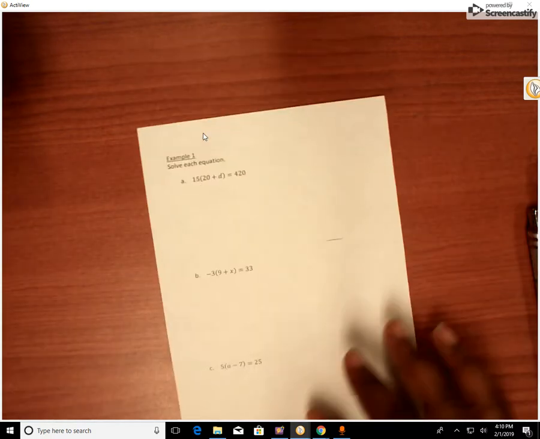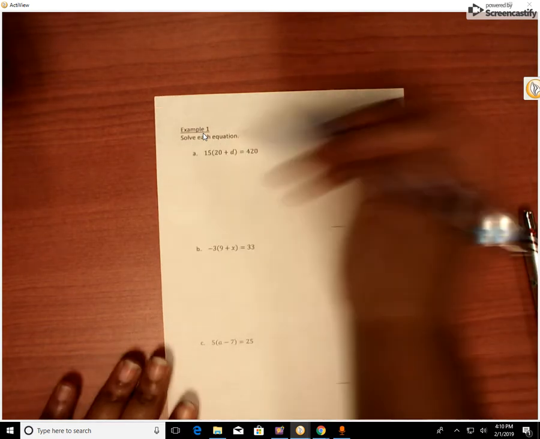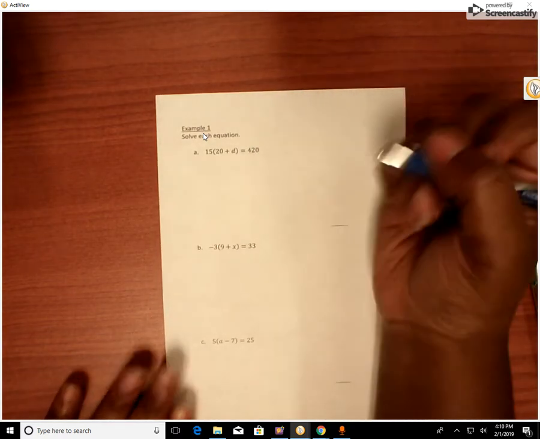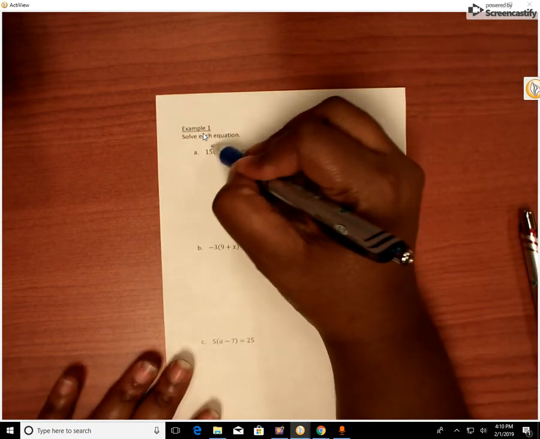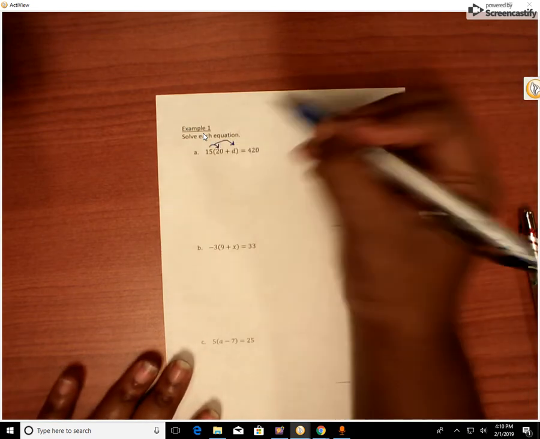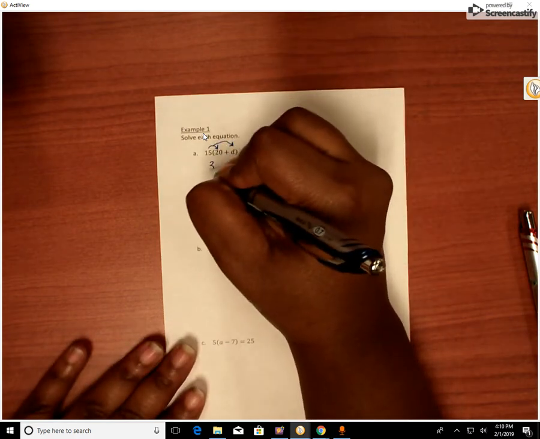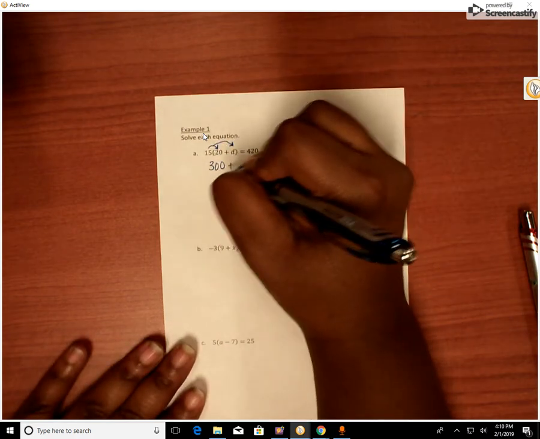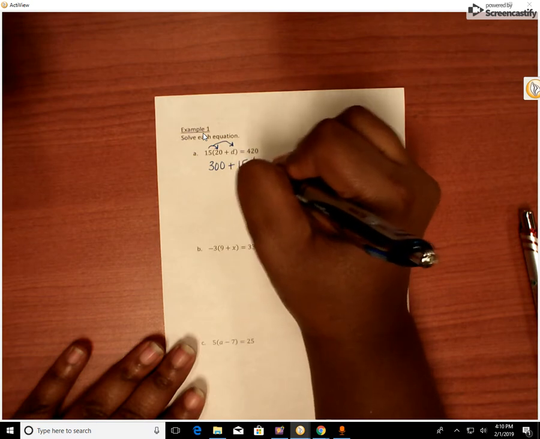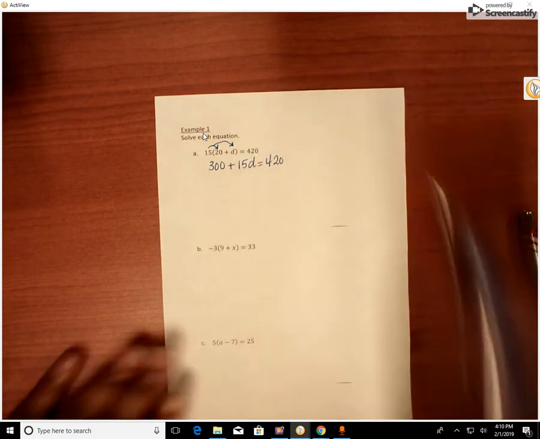So example 1, solve each equation. Oh, look at that. You don't have to check. Ms. Matthews let you off the hook on that. But you still need to check your answer to make sure you're right. 15 times the quantity 20 plus D: we're going to distribute, like we did in our other video. 15 times 20 is 300. 15 times D is 15D. Equals 420.